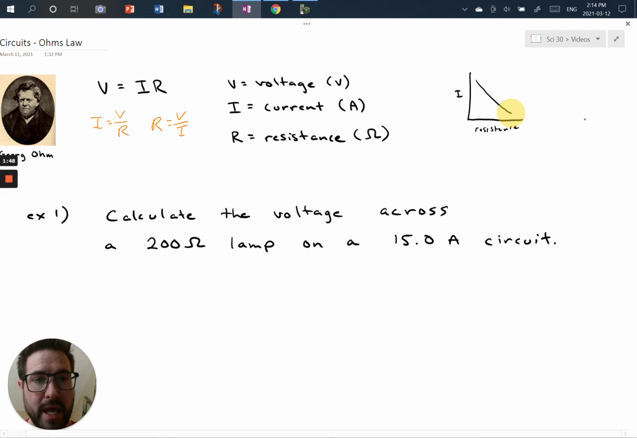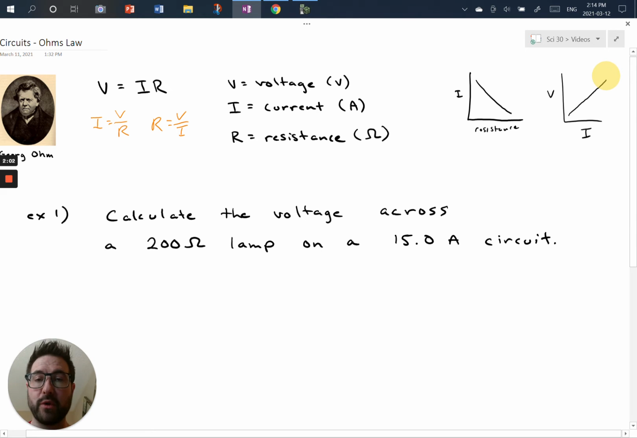And another way to look at this is if I'm talking about current and voltage. These would have a direct relationship. So if resistance remains constant, if I increase the current, I'm going to increase the voltage. So those are a couple of graphical ways to look at this formula. So we're going to do two examples here. One sort of easier one and one a little bit tougher one.